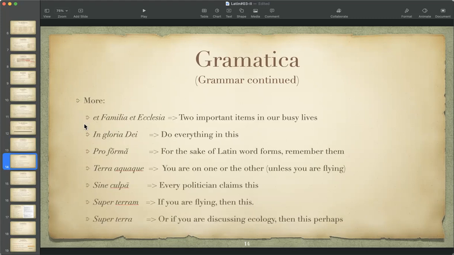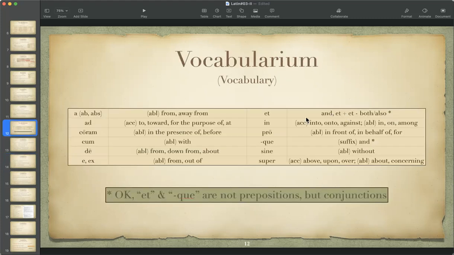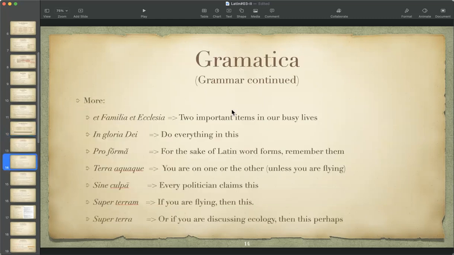Anyway, so et familia et ecclesia. Two important items in our busy lives. Well, what is the et and the et? Remember that? It means both and, or both also. Both family and church. Okay.